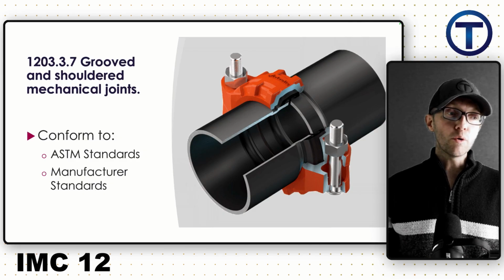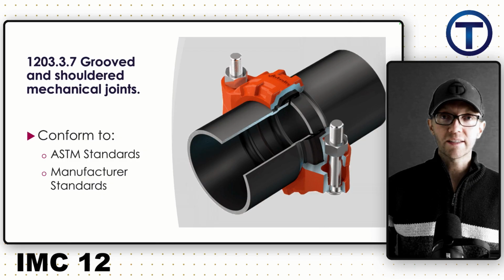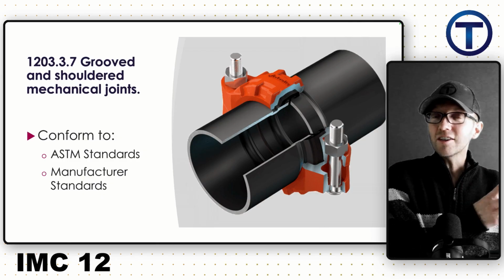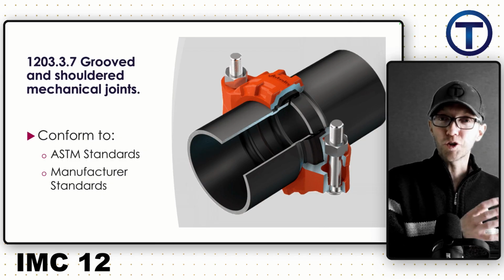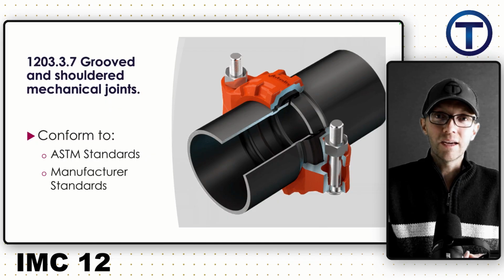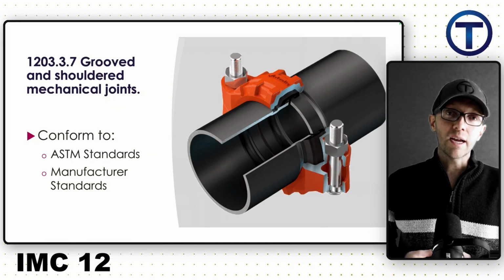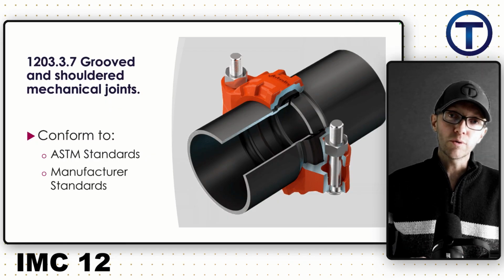1203.3.7 gives the grooved or shoulder mechanical joints. And this kind of falls back into the category of mechanical joints, right? It says it right in there. But we're talking about a specific type. This is the groove or groove lock.